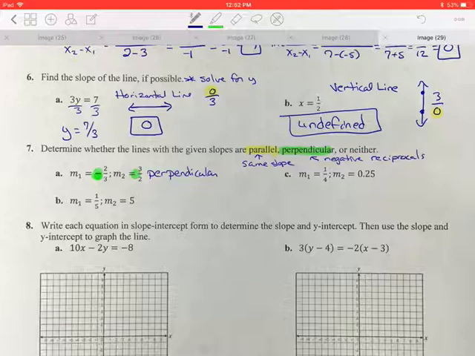Now if I look at B, notice they are reciprocals, but they're both positive. I could think of 5 as 5 over 1. So it's a flip, but it's not opposite signs. So this one is going to be a neither.